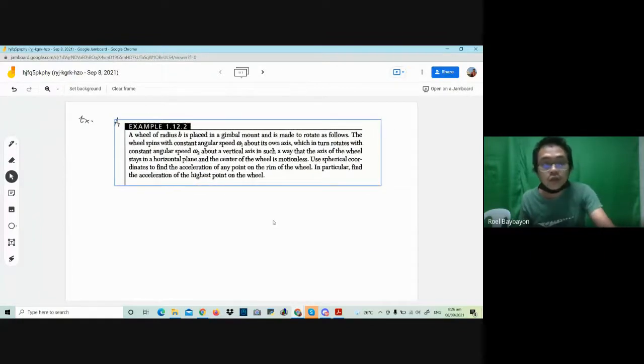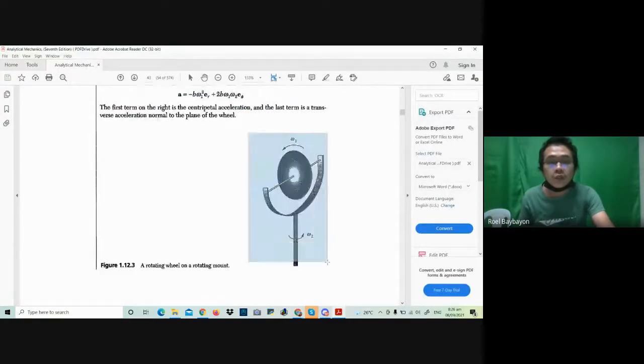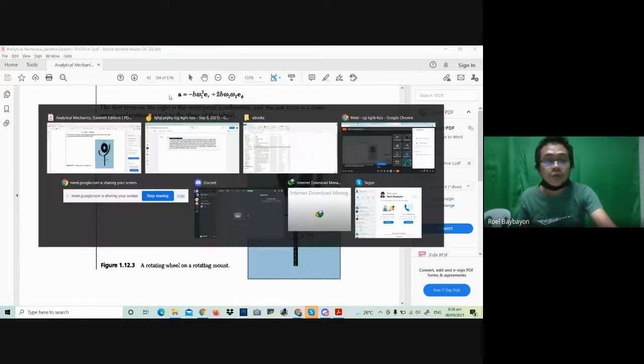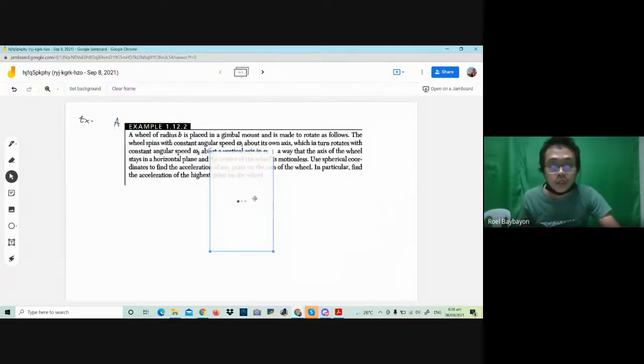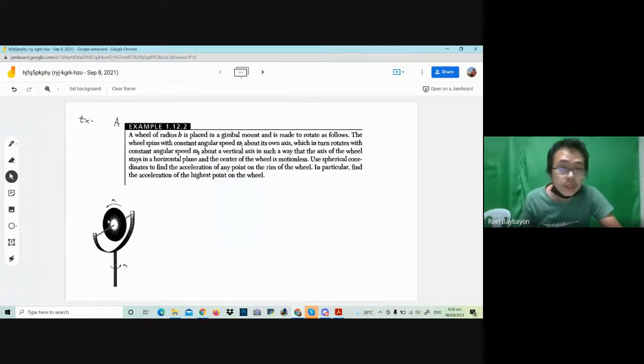Okay, so the figure is this. So here is our wheel, and it has two rotations. As you can see in the figure, we have a wheel. The radius of this wheel is b and it is placed in the gimbal. Okay, this gimbal will also rotate. So there are two rotations here.